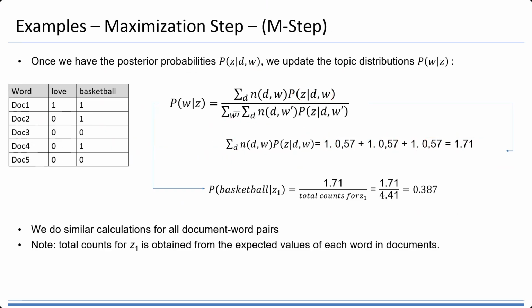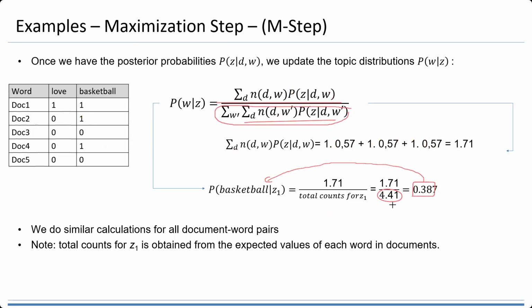And we will do again with the normalization, divided by all the words and all documents. So the total count is 4.41. The result is 0.387 for this basketball and topic one.